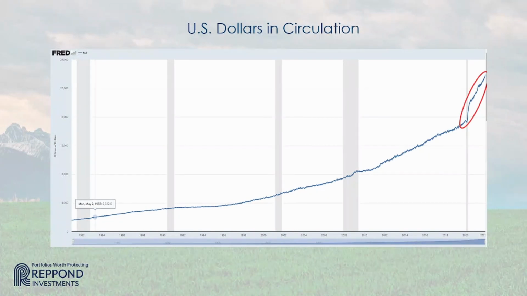What does that mean? That means inflation. What are we reading about? Inflation is out of control. So why is it out of control? Look at the far right of the chart. That tells you right there. That tells you all you need to know.